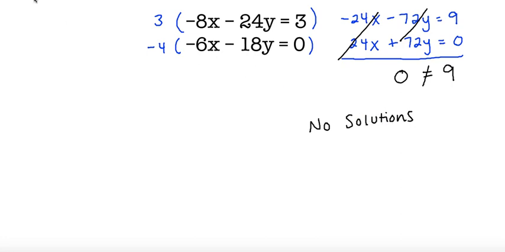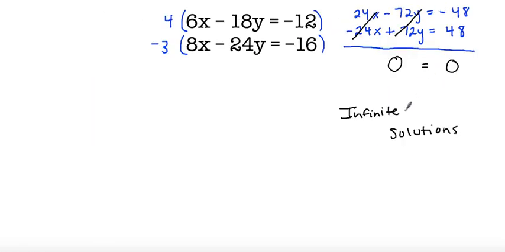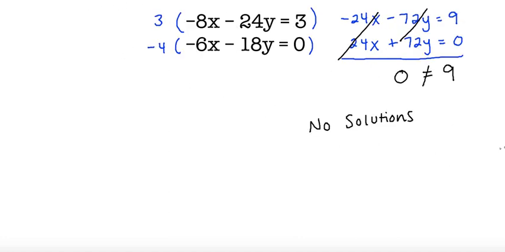And just to go over what infinitely many solutions means, here our two lines are exactly the same, so they will intersect at every point. And here when we have no solutions, our two lines are parallel, so therefore they will never meet at any point.